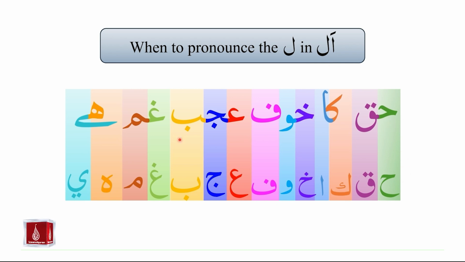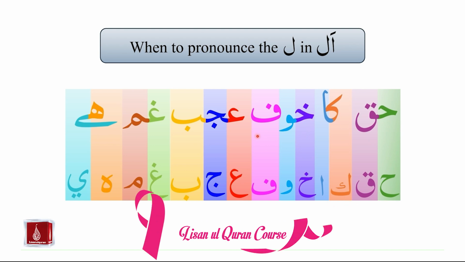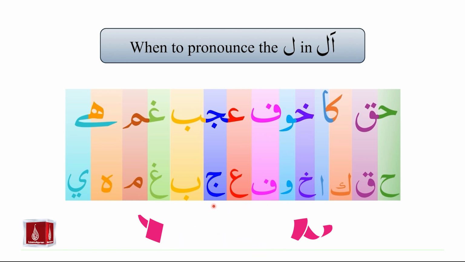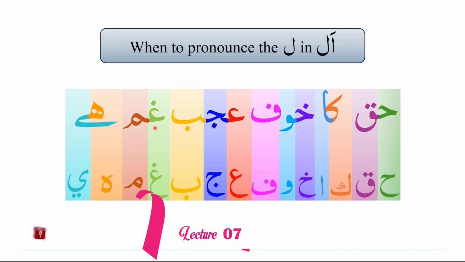Haq ka khauf ajab gham hai. Haq gives us ha and qaf. Ka gives us kaf and alif. Khauf gives us kha, waw, fa. Ajab gives us ain, jim, ba. Gham gives us ghain and mim. Hai gives us ha and ya.